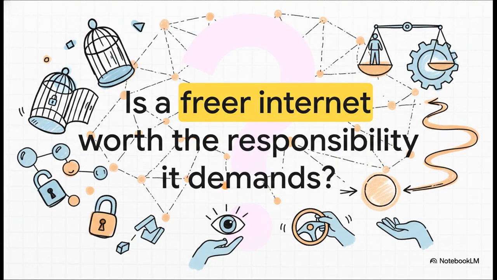And that really leaves us with the big question, doesn't it? What we're looking at is a system that offers you a whole lot more freedom, but in return, it demands a whole lot more personal responsibility. So the question you have to ask yourself is, is that a trade-off you're willing to make?